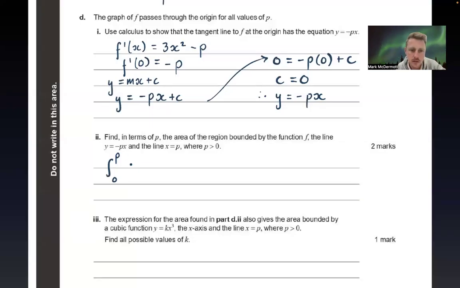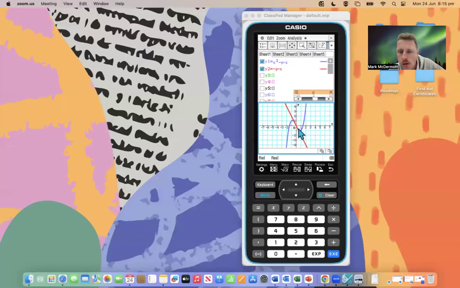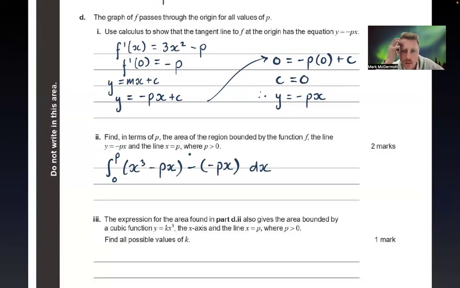Okay, what I've got here is that we have to do this. I've done this before. I'm just trying to work out what I did. x cubed minus px minus negative px. Okay, so this is the upper function, which is the original function, minus that function, between 0 and p, dx. Find in terms of p the area of the region bounded by the function f, the line y equals negative px, and the line x equals p.